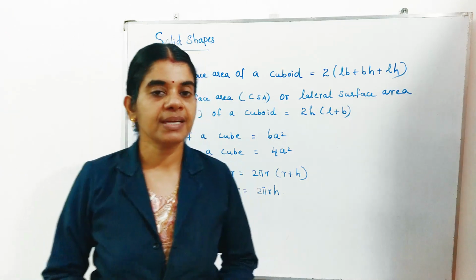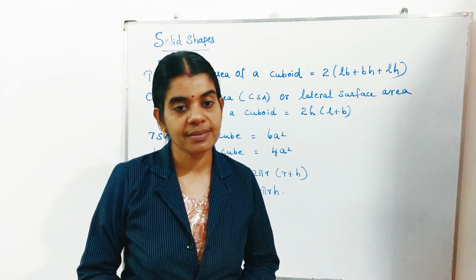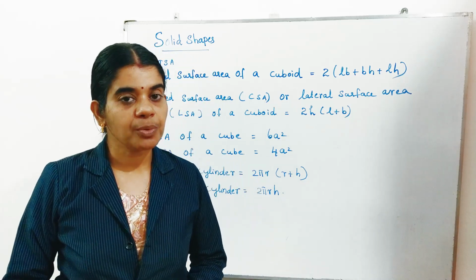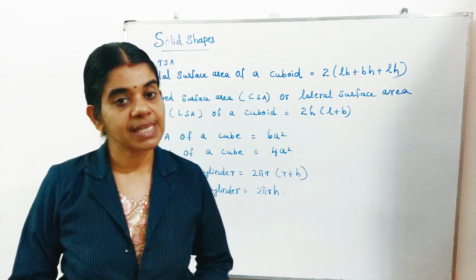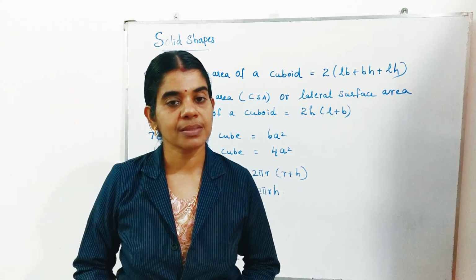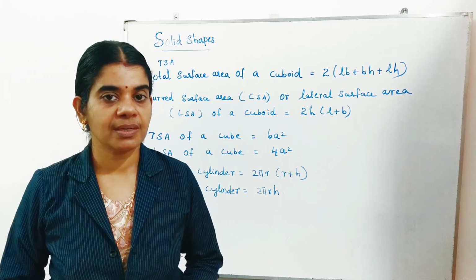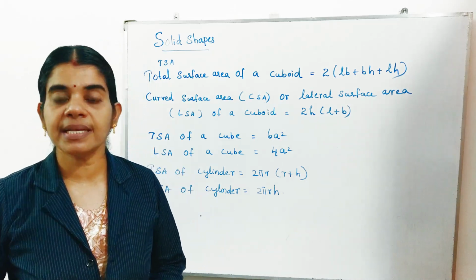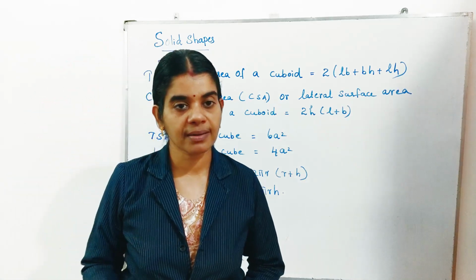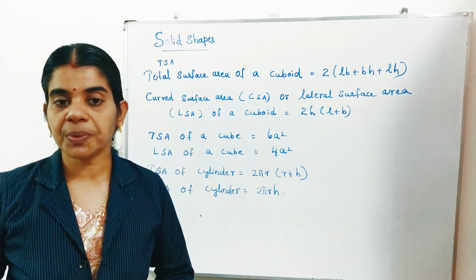Children, today we are discussing solid shapes. What solid shapes do you know? Cube, cuboid, cylinder, sphere, cone, all come under solid shapes or 3D shapes. 2D shapes means rectangle, square, triangle, all of these come under 2D shapes.